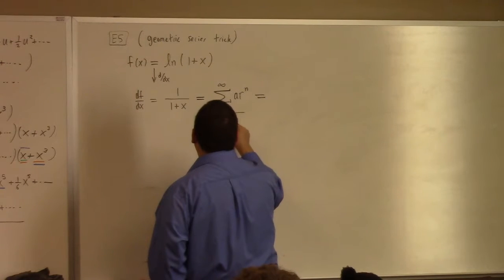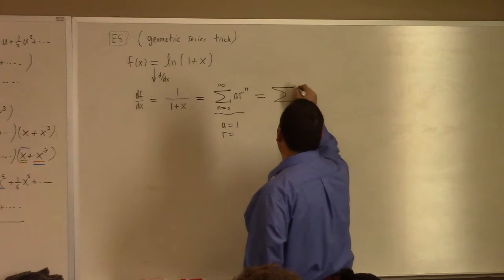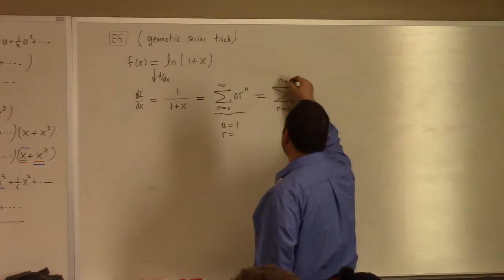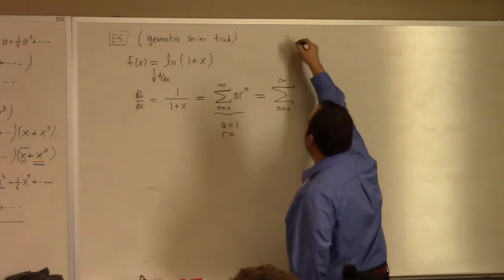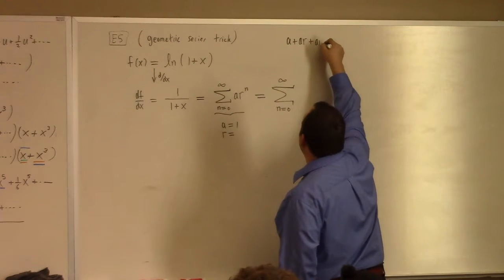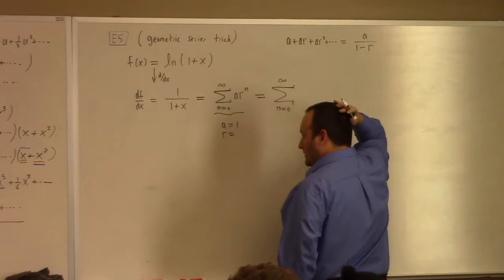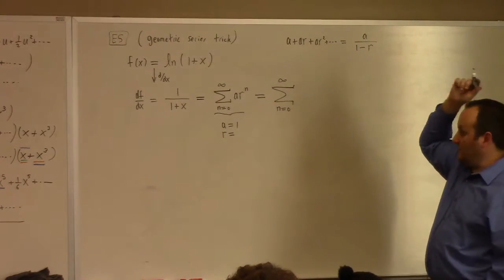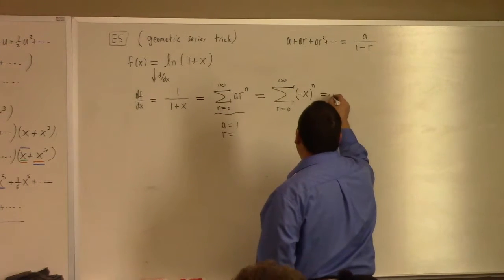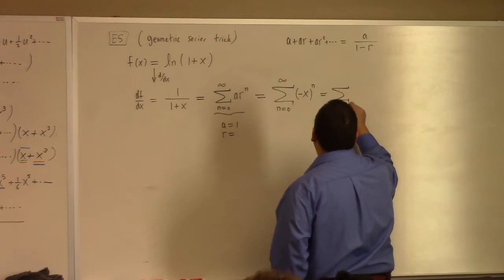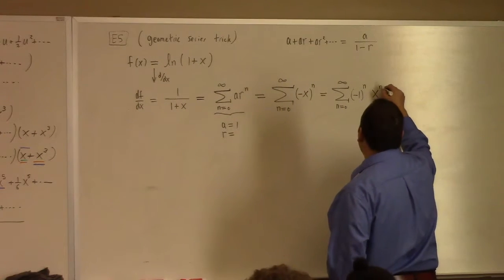And I'm making the identification a equals 1, r equals what? x, not quite. Remember, we have a plus a r plus a r squared, a over 1 minus r, right? So yeah, you're almost right, negative x, exactly. So that's minus x to the n. Let's clean that up a little bit. That's the sum, n equals 0 to infinity of minus 1 to the n times x to the n.